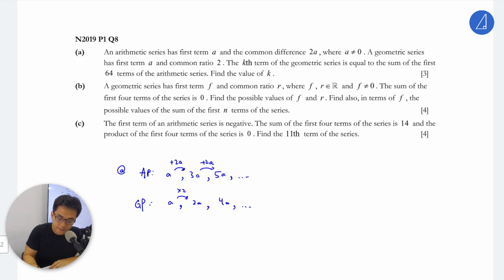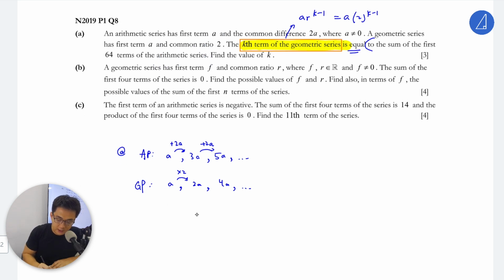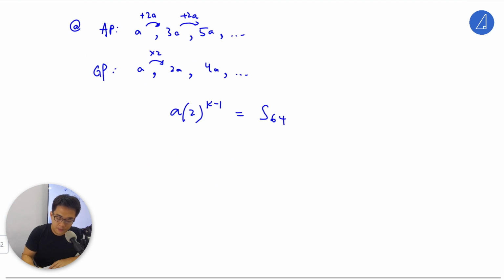We were told that the kth term of the GP is equal to the sum of the first 64 terms of the AP. We know that the kth term is just A R^(k-1). So in this case, it is A 2^(k-1) is equal to the sum of the first 64 terms, S64. Okay, so we just write this down: given that A 2^(k-1) is equal to the sum of 64 terms of the AP. This is the AP. Yeah?